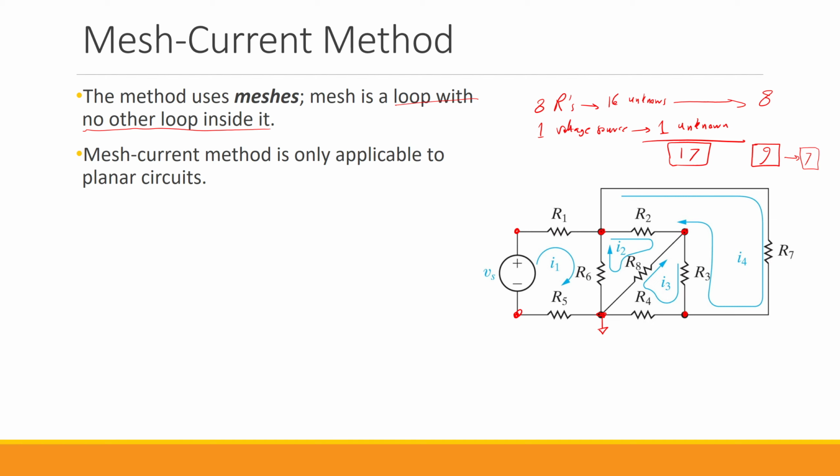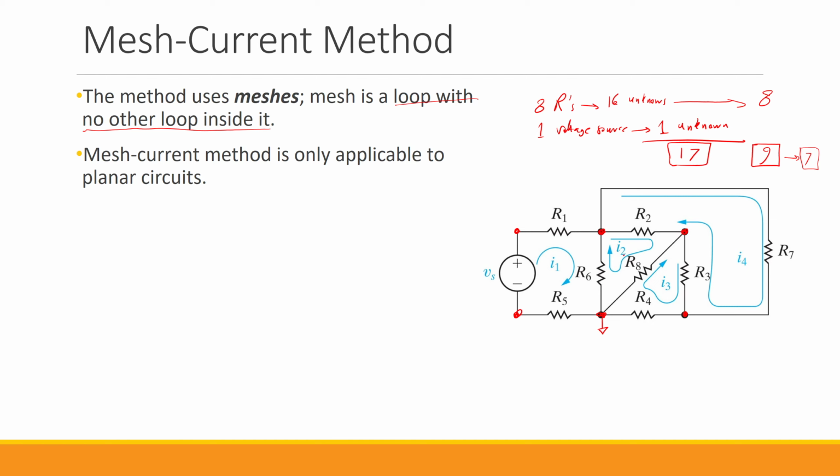So mesh current method is only applicable to planar circuit. You remember what we meant by planar circuit, so I don't repeat that. So now let's just see how we can use the mesh current method. In order to use mesh current method, we need to define new variables, which are the currents that go through each one of these meshes individually.